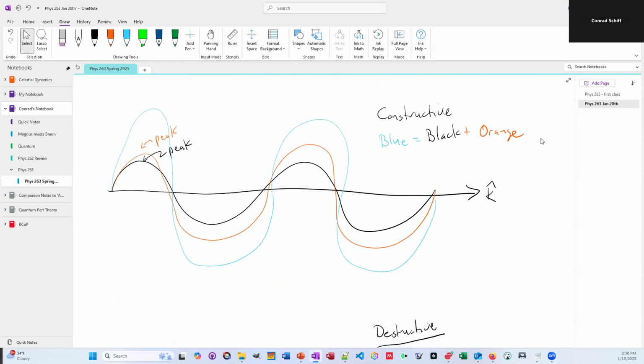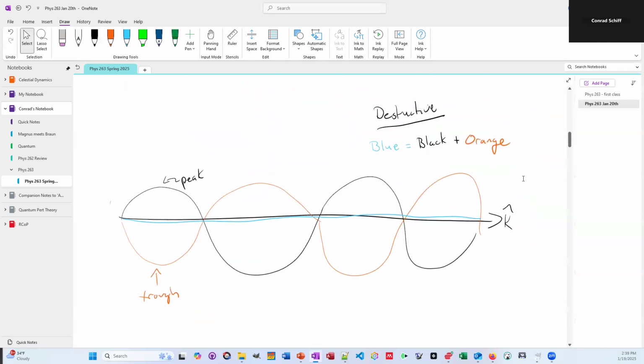So if they are in phase, that is to say they're going to produce constructive interference, then their peaks line up. And they add just straightforwardly. So the peak of the black adds to the peak of the orange, the trough of the black adds to the trough of the orange, and so on. And you get the blue wave, which is the sum of the black and the orange, who has an amplitude larger, and in this particular case, the exact sum of the amplitudes of black and orange.